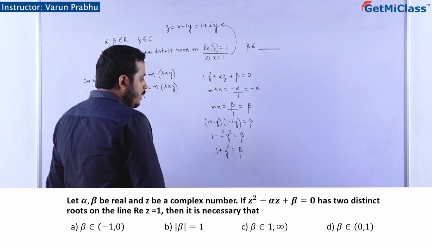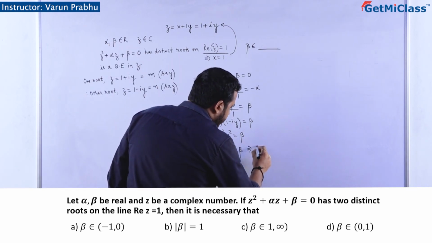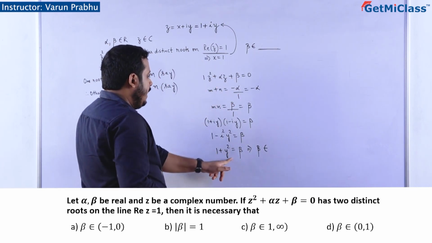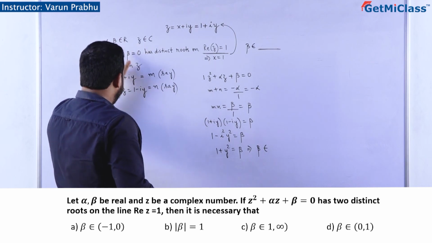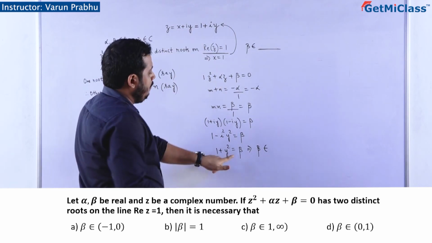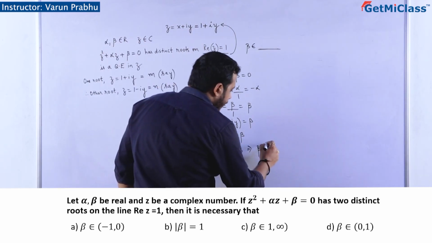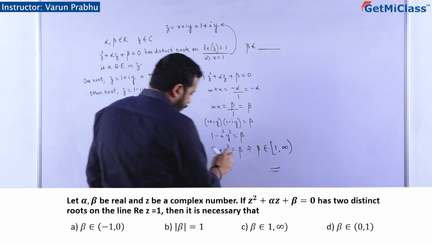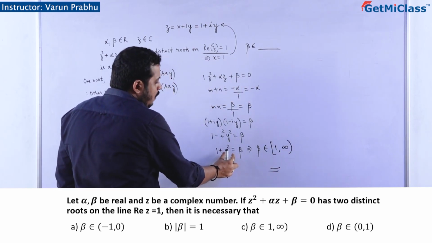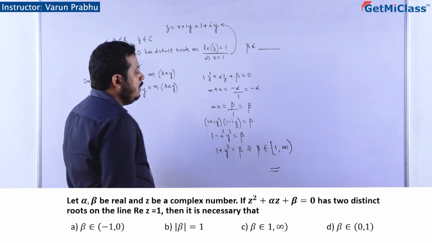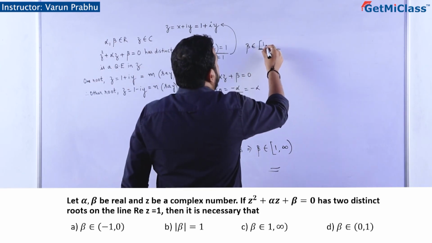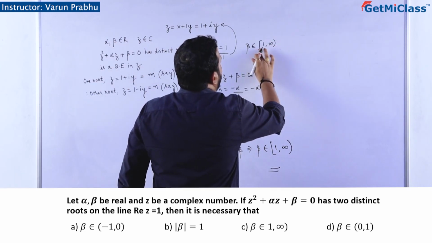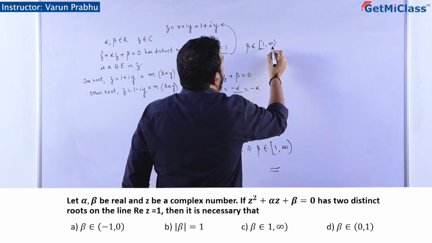If 1 plus y square is equal to beta, this implies beta belongs to, when y can take any real number, y can be any real number. So y can be 0, then beta will be equal to 1, so 1 can be the answer, and all the other positive numbers, because y square is always positive for any value of y. So what is the answer that we get? The closed interval 1 to infinity is the answer to the question.